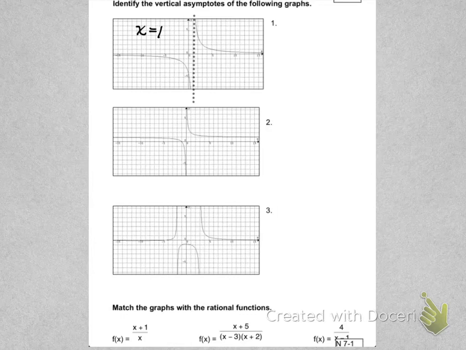All right, where's the vertical asymptote on this next graph? Well, if we draw that in there, it's going to be right here on the y-axis. That graph seems to approach but never touch. So that is at x equals 0.